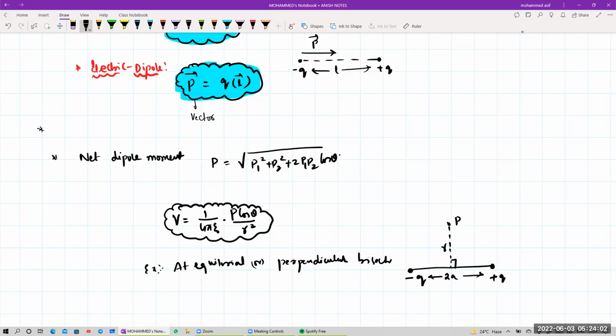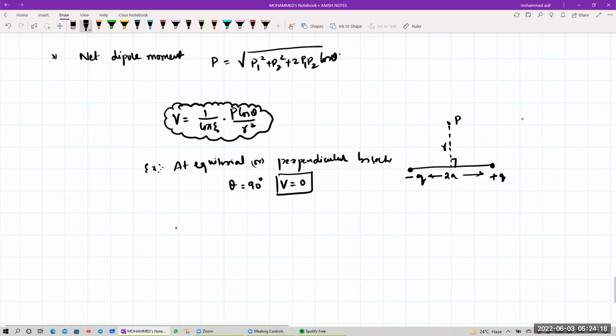at a point P. What will be the answer? Theta is how much? 90 degrees. So in the above formula, keep 90 degrees. We'll get potential equals how much? 0. Clear? At the axial position, what will be the answer? At the axial line, theta will be equal to 0 degrees.